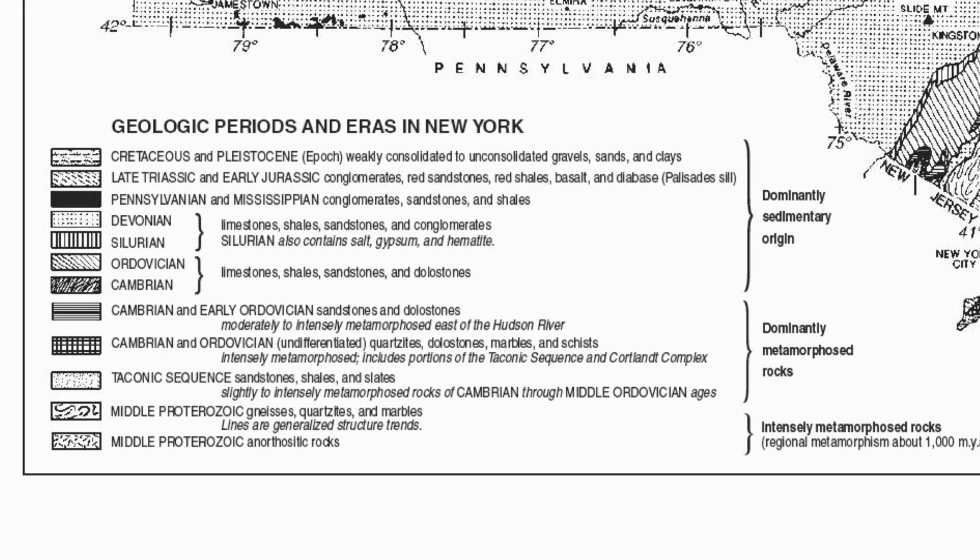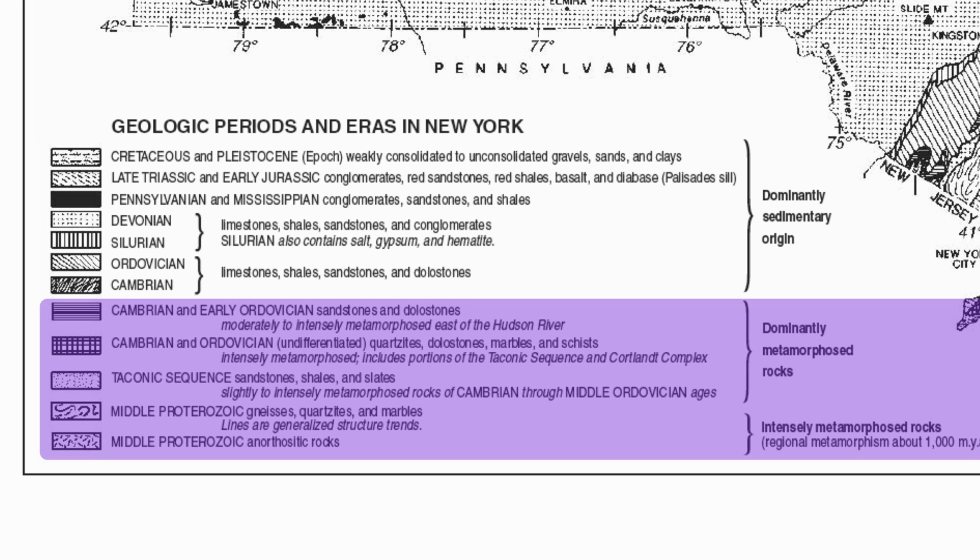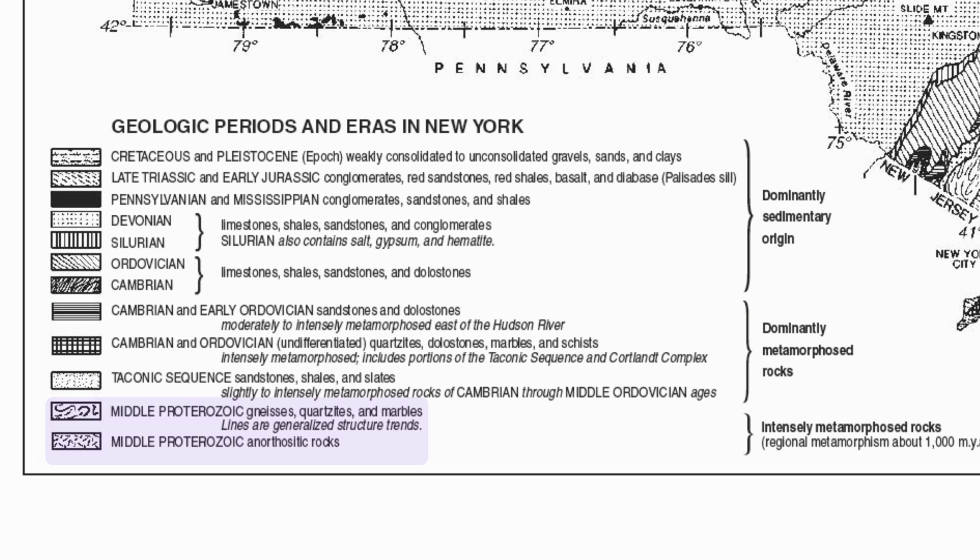So that leads us down to the scale down below. You'll notice that the scale down below is broken up into sedimentary rock with their ages and metamorphic rock and their ages. Those are really the two dominant types of rock that we have here in New York State. Well, let's start out with the symbols down below. Symbols down below, you see the two that are highlighted.